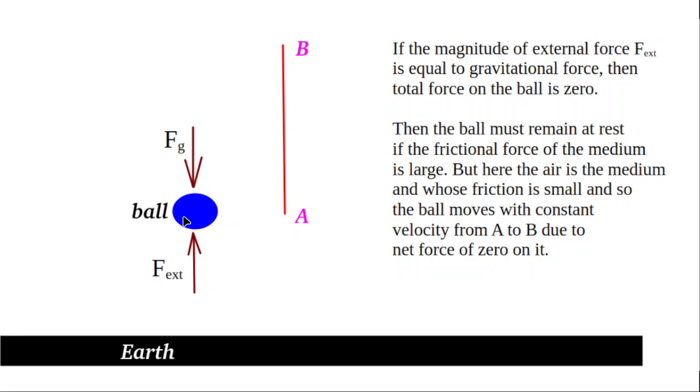The body can move with constant velocity only when the frictional force of the medium is zero. Here you are taking air. Air is above the earth, so air frictional force is very negligible. Therefore, when the total force on the ball is zero, the ball moves with constant velocity from point A to point B. So even in the gravitation field, it is possible for the object to move with constant velocity opposite to gravitational field, provided you apply external force exactly equal in magnitude to gravitational force but in opposite direction.